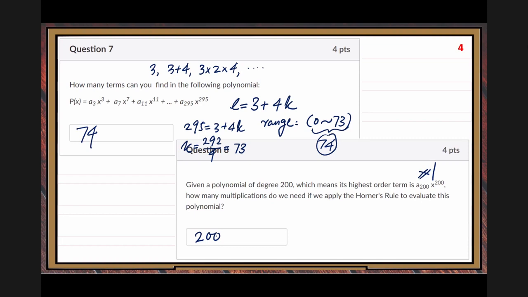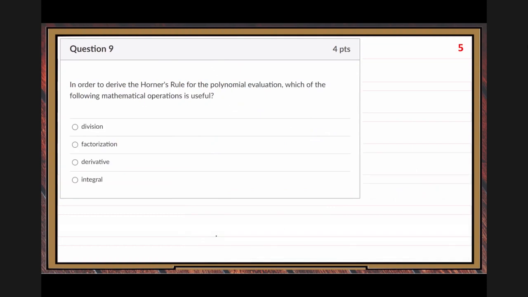All right, number 9. In order to derive the ordinary rule for the polynomial evaluation, which of the following mathematical operations is useful? You need to go through the whole procedure of how we derived the ordinary rule. Factorization, right? Remember the common factor, we factor out the x. That's the common factor. Factorization.